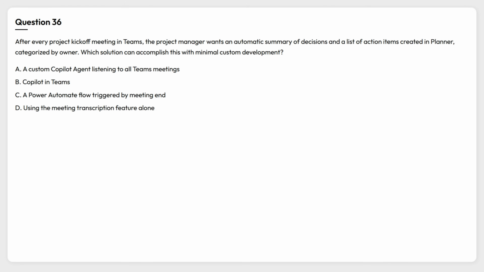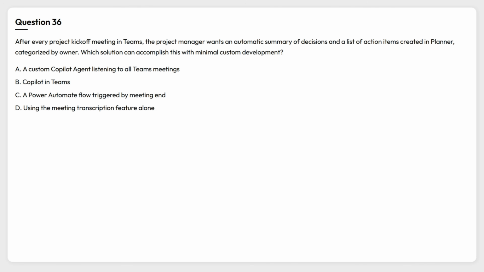Question number 36. After every project kickoff meeting in Teams, the project manager wants an automatic summary of decisions and a list of action items created in Planner, categorized by owner. Which solution can accomplish this with minimal custom development?